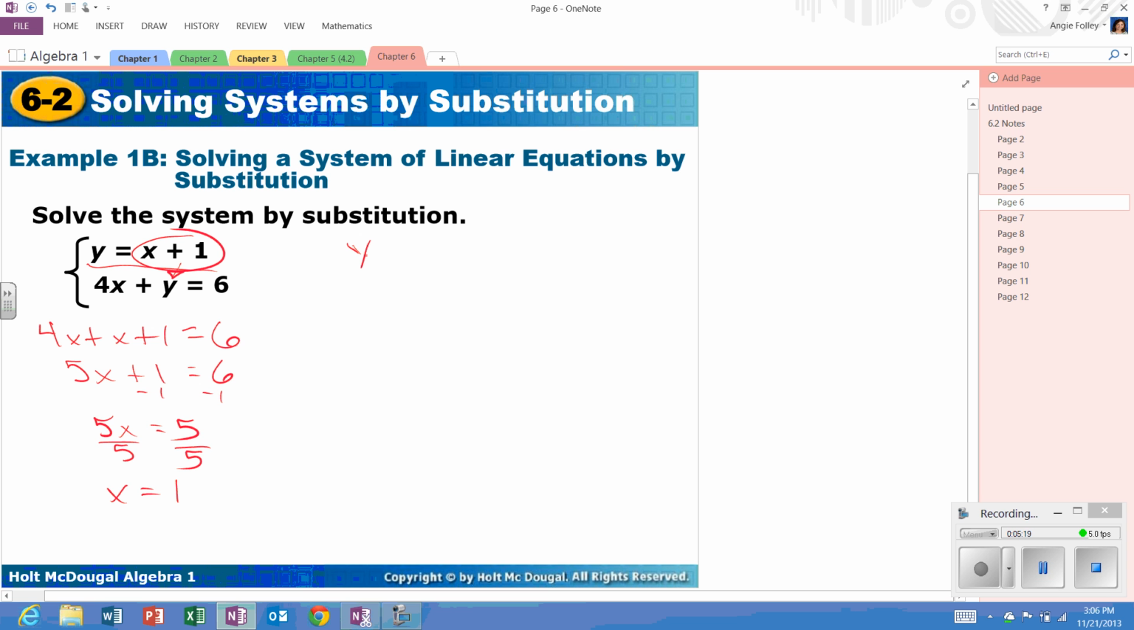And again, I'm picking this first one because it's just a little easier to work with. So x plus 1. I'm going to plug in what I got. What x is 1. And then I get that y equals 2. So my solution is my x comma y, so my 1 comma 2. And all you would do to make sure that you're correct is to plug this into both equations.